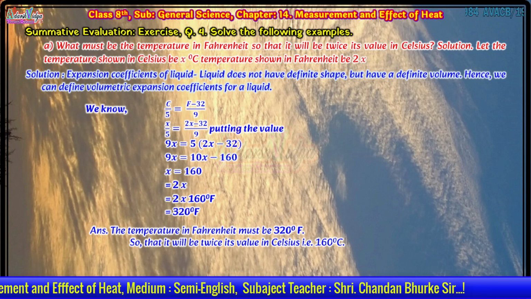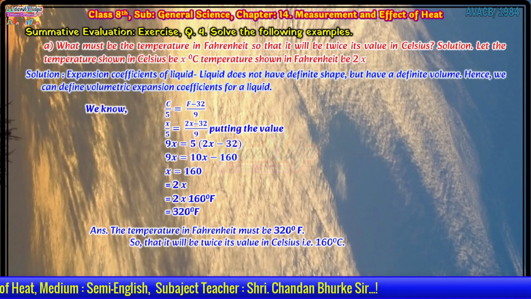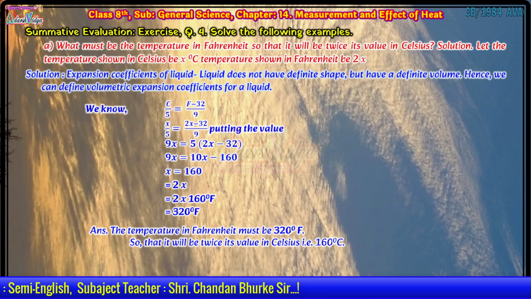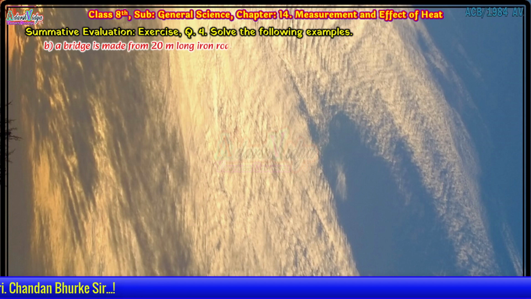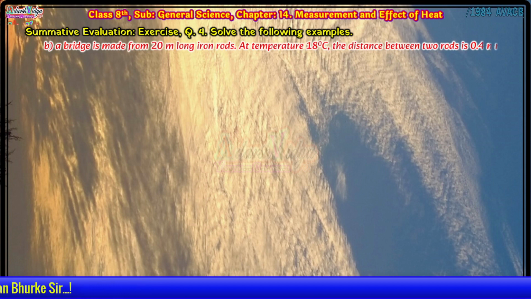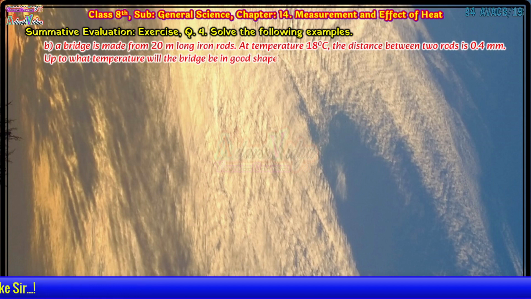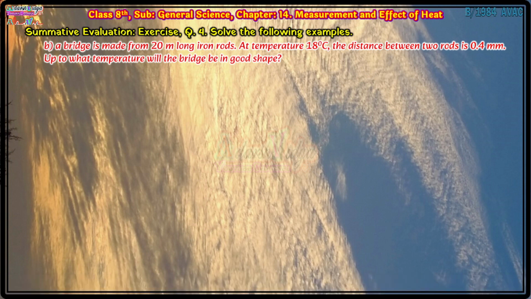So, that it will be twice its value in Celsius, i.e. 1600 C. Second example. A bridge is made from 20 m long iron rods. At temperature 18°C, the distance between two rods is 0.4 millimeters. Up to what temperature will the bridge be in good shape?